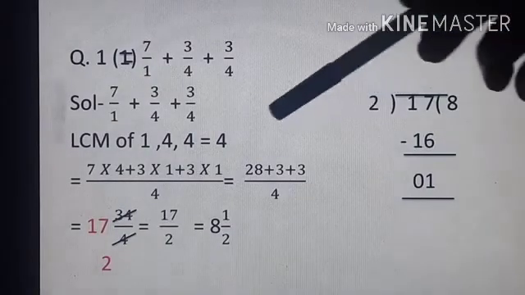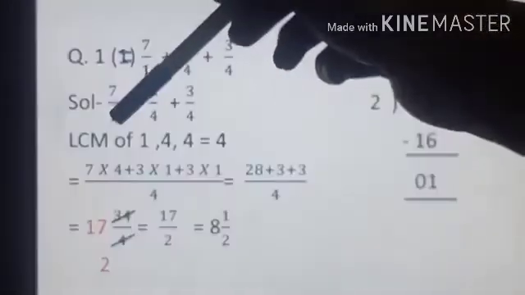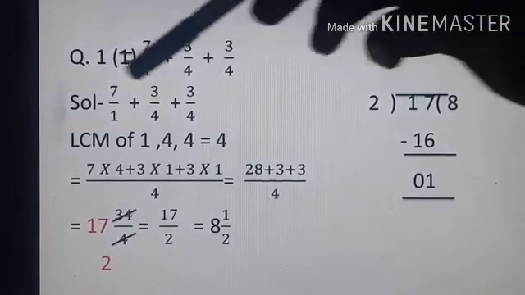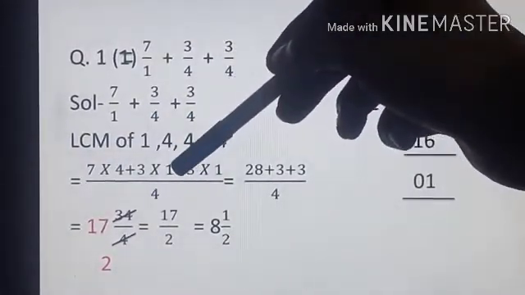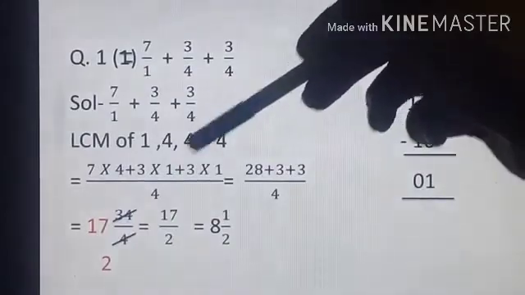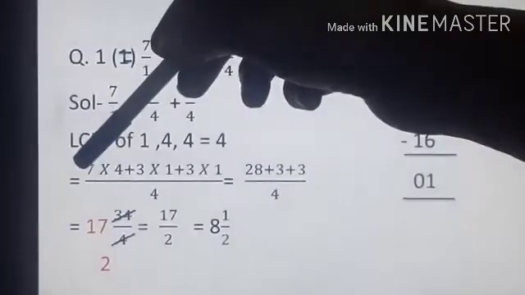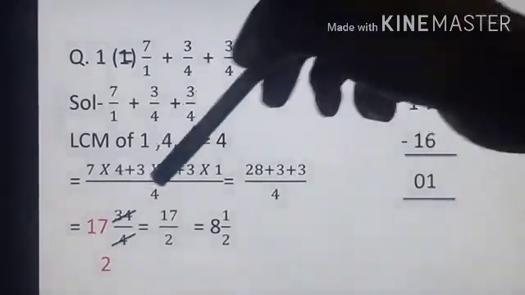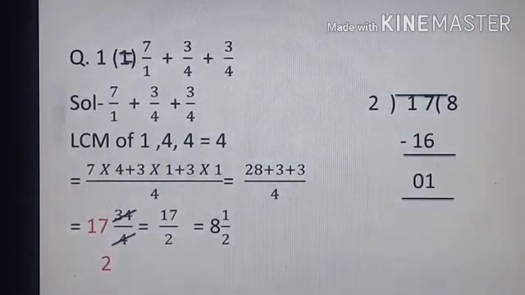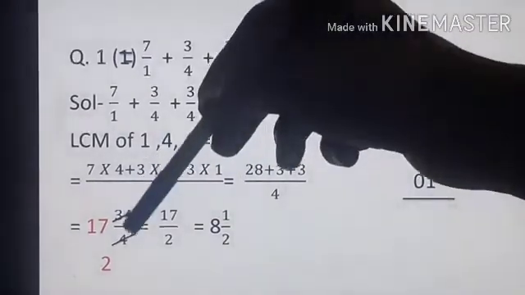Right? Now the LCM is 4. 4 divided by 1 will give you the answer 4, multiplied by 7, 7 into 4. 4 divided by 4 will give you the answer 1, 1 multiplied by 3. 4 divided by 4 will give you the answer 1, 1 multiplied by 3. So it will become 7 4s are 28, 3 1s are 3, 3 1s are 3, and the denominator is 4. After adding, 28 plus 3 is 31, 31 plus 3 is 34. 34 upon 4.